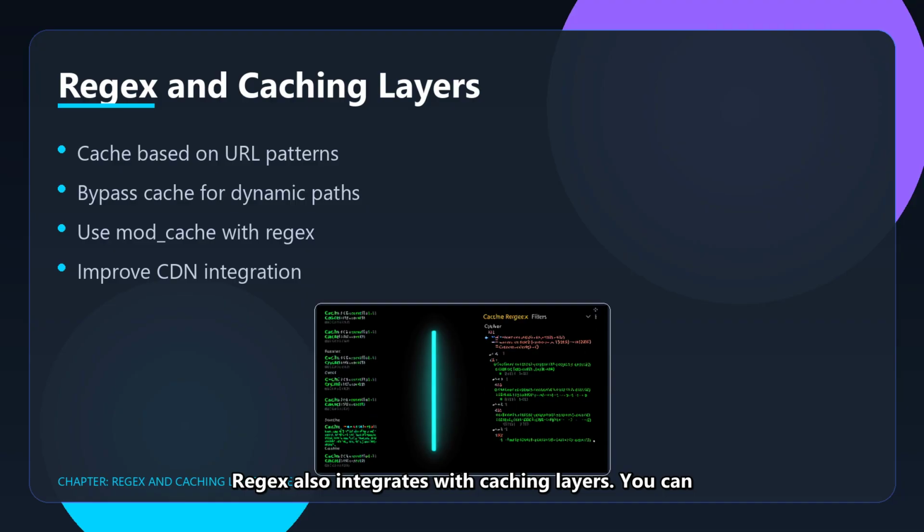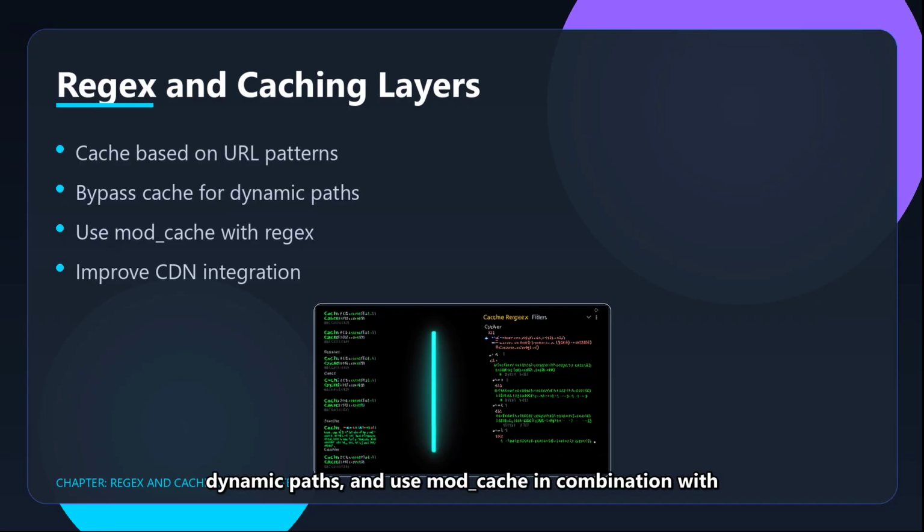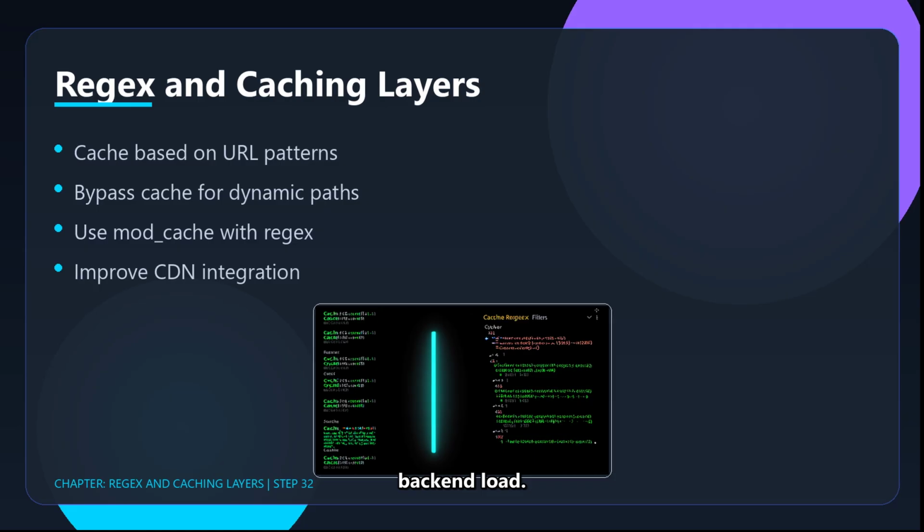Regex also integrates with caching layers. You can cache based on URL patterns, bypass cache for dynamic paths, and use mod cache in combination with Regex rules. This improves CDN integration and reduces backend load.